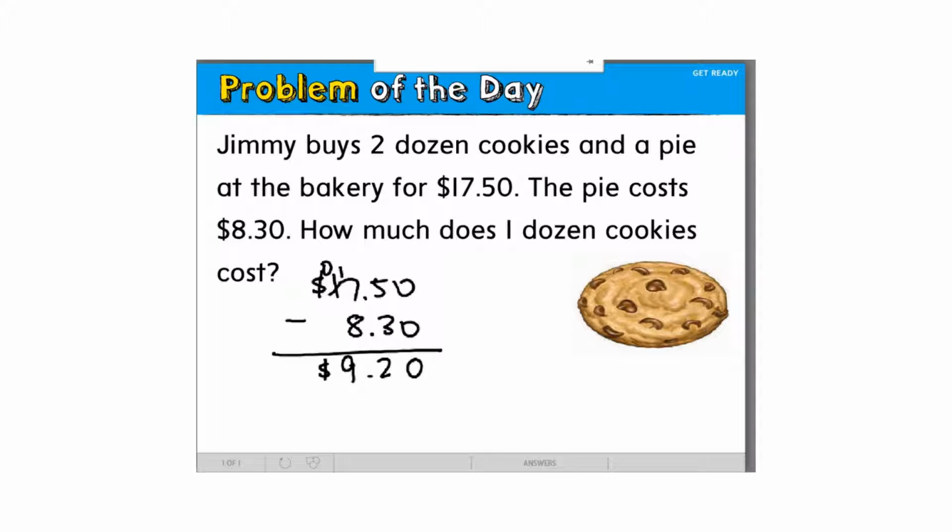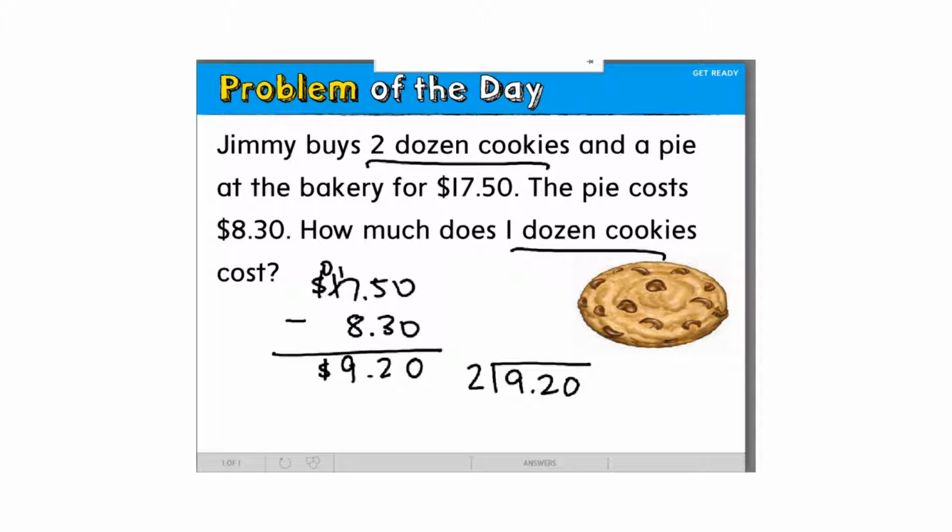How many dozen of cookies did he buy? 2 dozen cookies. See? The question is, how much does 1 dozen cookies cost? So we're going to have to assume that they cost the same amount, like he bought 2 of the same thing. So it would really be $9.20 cut in half. We're dividing it. So 2 dozen cookies cost $9.20. That's what was left. So in order to figure out how much 1 dozen costs, we have to divide.